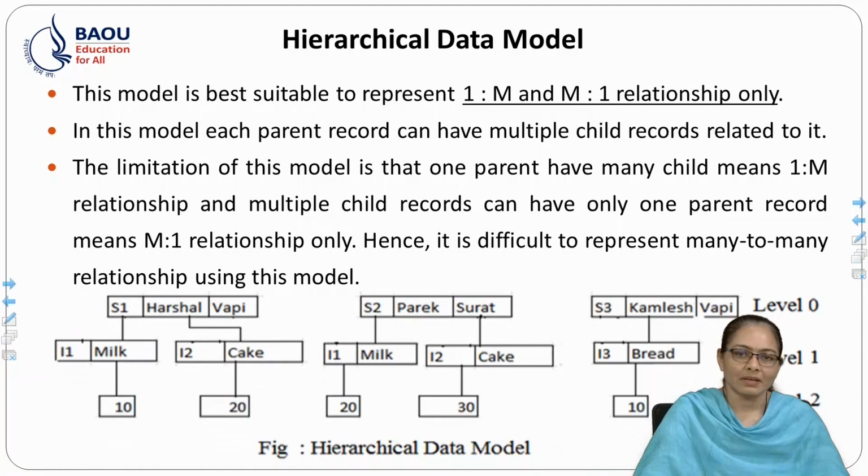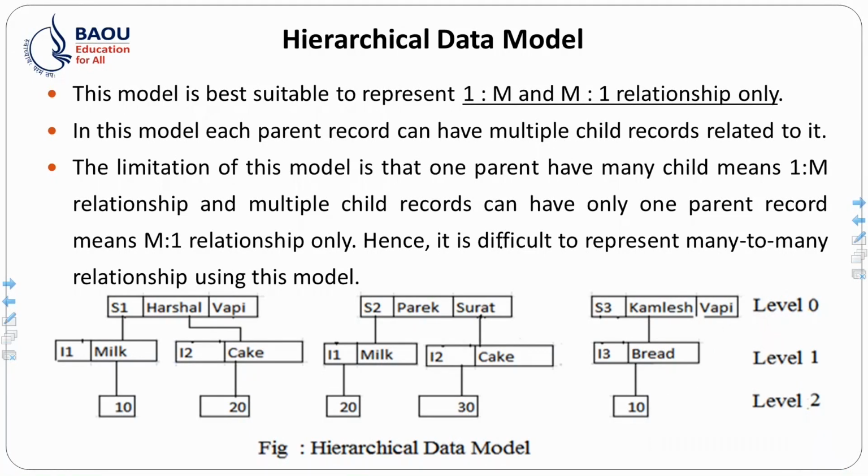Now, we can see in the figure, the salesman record is a parent record. Here we see S1 Harshal Vapi, S2 Parekh Surat, S3 Kamlesh Vapi as the salesman records. It is at level 0. So it is a parent record which has child records like item records.